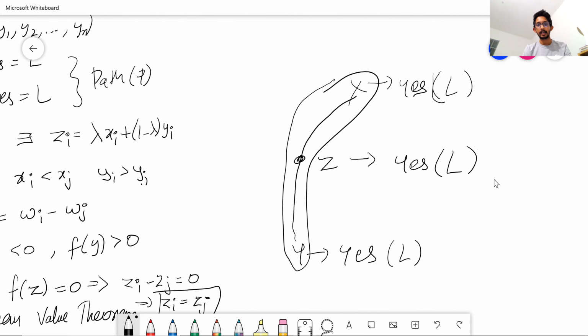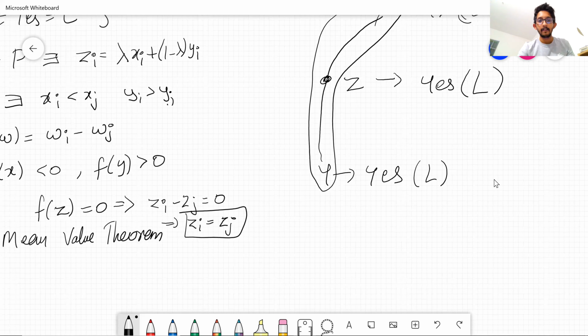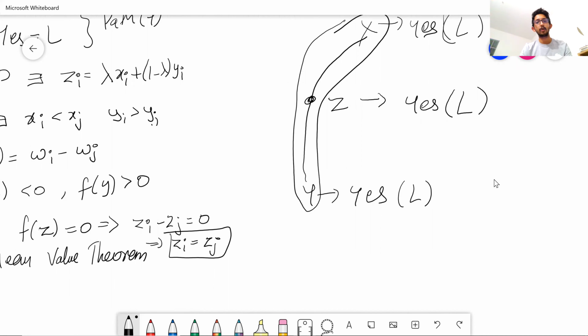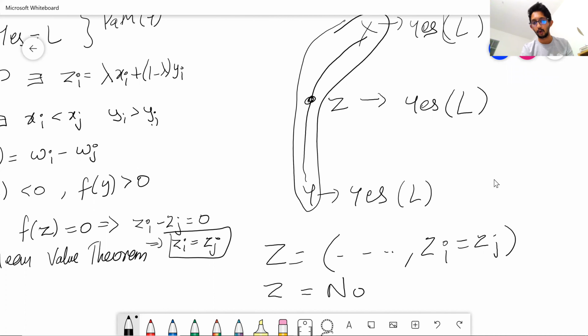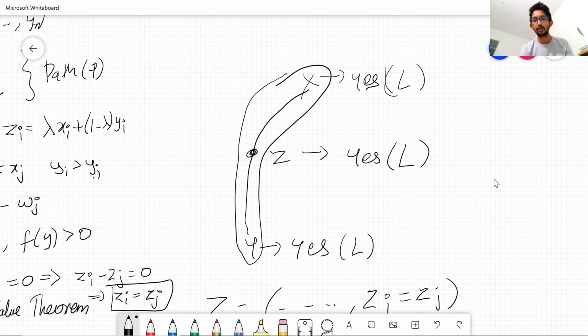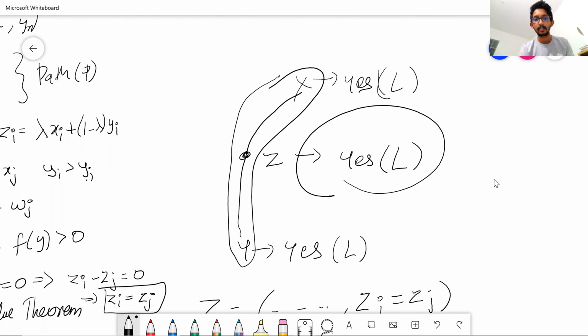That is obvious, right? But we got zi and zj are equal. That means z is an array of numbers such that zi is equal to zj. That means two numbers in z are equal. They're not distinct. That is, all the numbers in z are not distinct. So the answer of z is a no. But what we assumed is that the answer of z is a yes. That means the connecting point z is in a no path, not in a yes path.